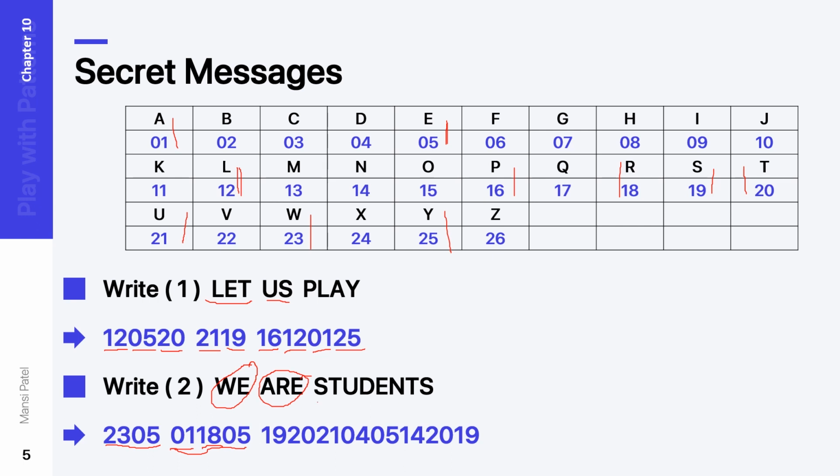Now the same thing you have to apply for "students". S represents 19, T represents 20, U represents 21, D represents 04, E represents 05, N represents 14, T represents 20 and S represents 19. So when we write all these numbers together, it makes the word students.